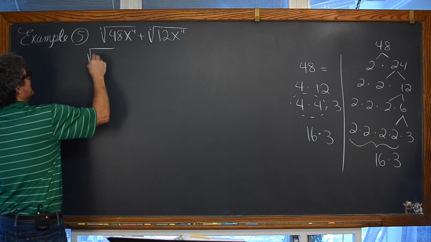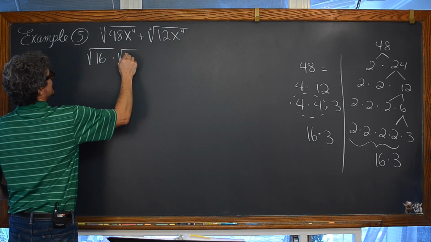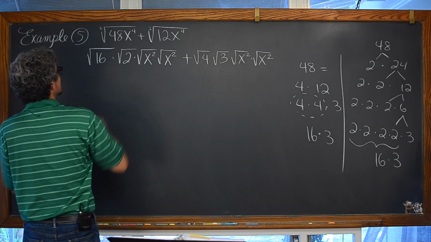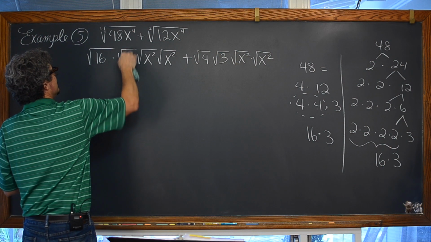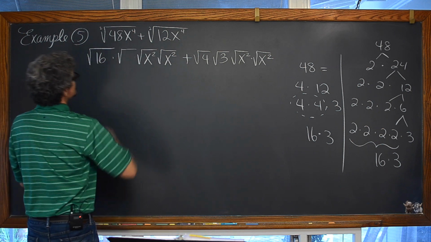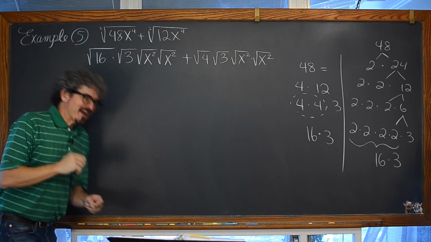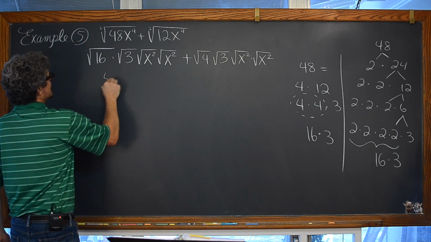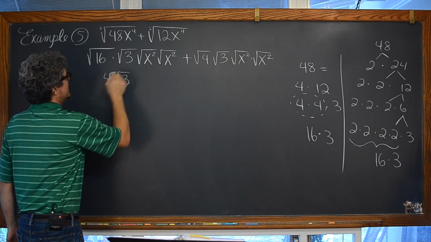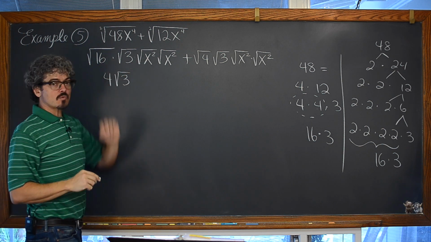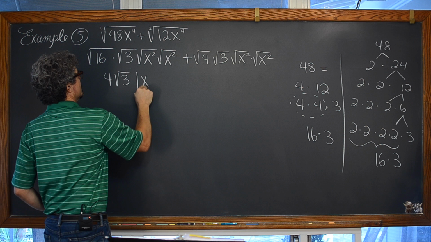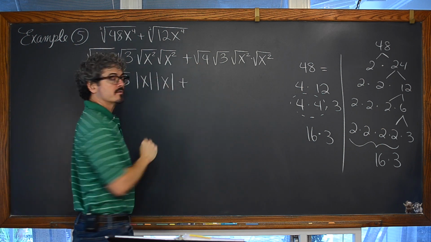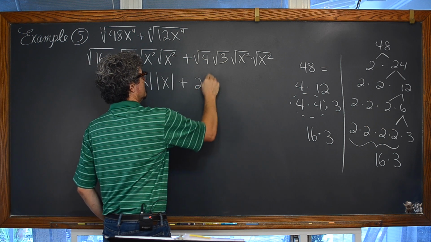But we have, anyway, the square root of 16 times the square root of 3. And yes, I just realized that I wrote 2 here when I meant to write 3. Let's go ahead and get that fixed. Glad I didn't continue on with that error. Okay, so the square root of 16 is equal to 4. We have the square root of 3. The square root of x squared, as we discussed, gives us the absolute value of x. We have another times absolute value of x, plus the square root of 4 is 2. We have a square root of 3.